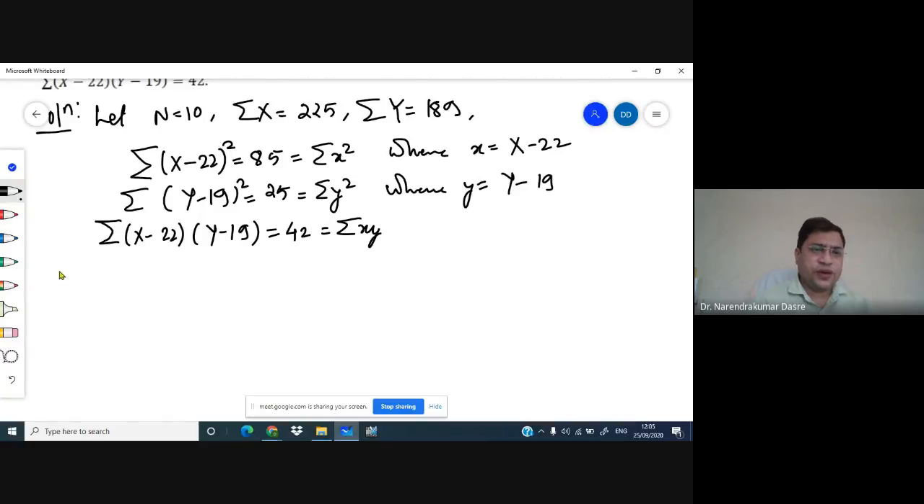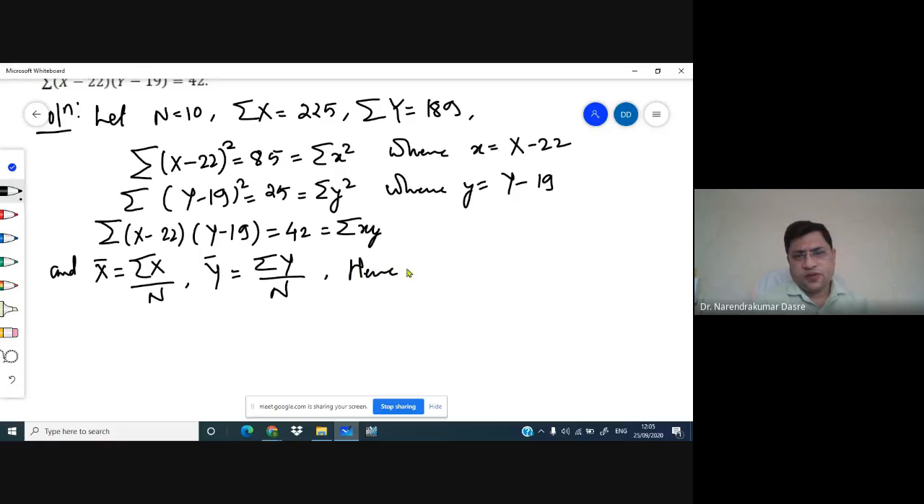We have x bar is equal to summation x upon n, y bar is equal to summation y upon n. So this is what we know. Here, this is going to be a, so a is equal to 22 and b is equal to 19, because what we write is y minus b, and this we write x minus a. So that's why we got a is equal to 22 and b is equal to 19.